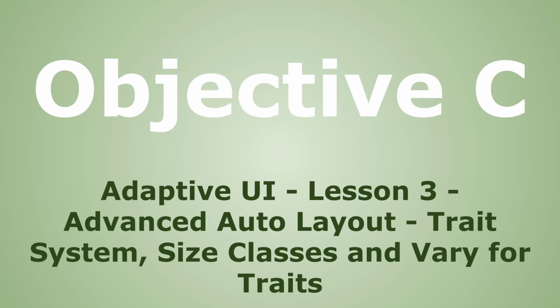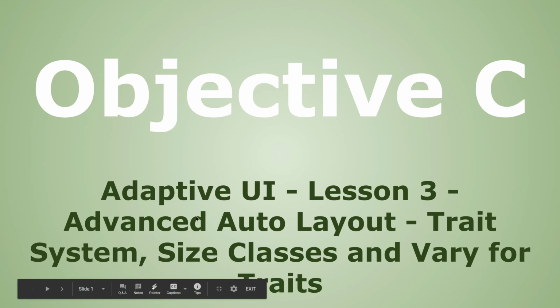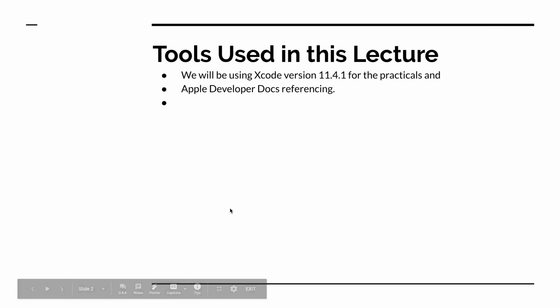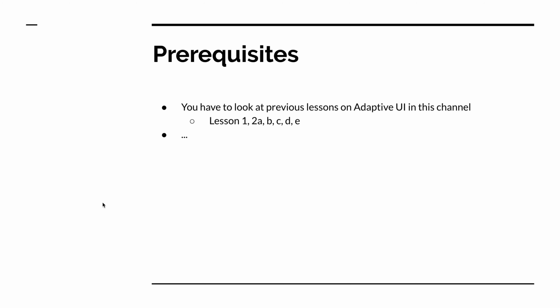Okay, so let's continue to develop this application now. The lesson is Adaptive UI lesson 3: Advanced auto layout, in which we discuss the trait system, trait collections, size classes, and vary for traits options. So this is lesson 3. It's very important to understand that you have to do lessons 1 and 2 before this. Tools used in this lecture: we'll be using Xcode version 11.4.1 for practicals and Apple Developer Docs for referencing. The prerequisite is that you have to look at lesson 1 and lessons 2A, 2B, 2C, 2D, 2E on adaptive UI in this channel, right? Otherwise you will not understand this lecture.